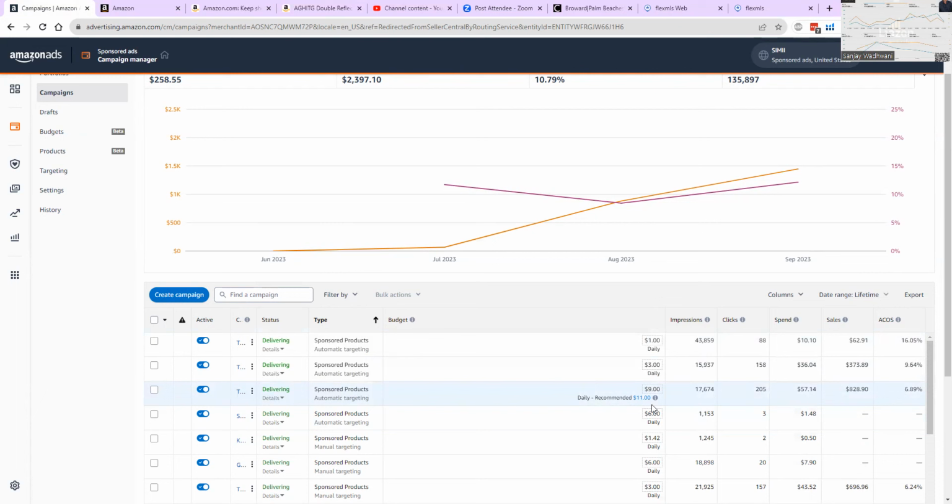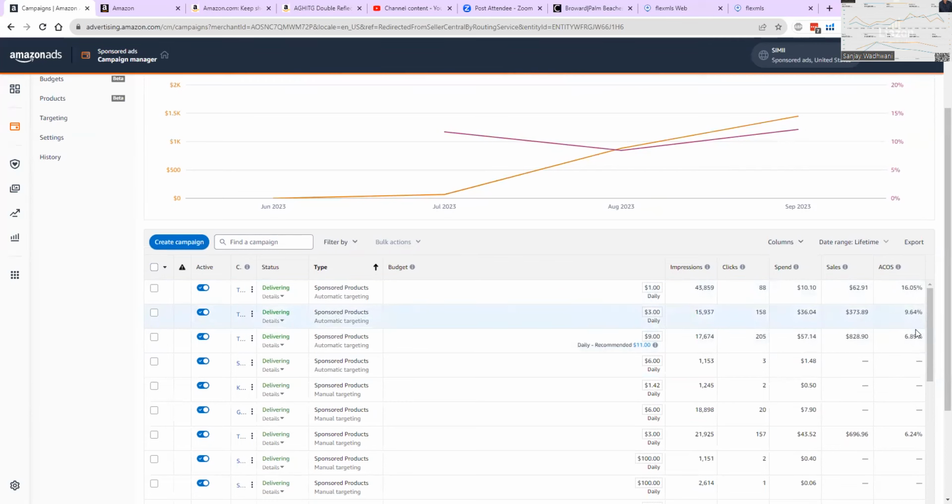No, thank you. I'm not going to do that because I know whatever is built in this campaign, it is going to jeopardize that. And look at this. This is beautiful numbers. Look at it. Spending $9 daily, okay? Almost 18,000 impressions, 205 clicks, spent $57, made $828. Man, I'm not greedy for more. I'm going to leave this campaign like this for months and months to come. I'm not going to touch it.